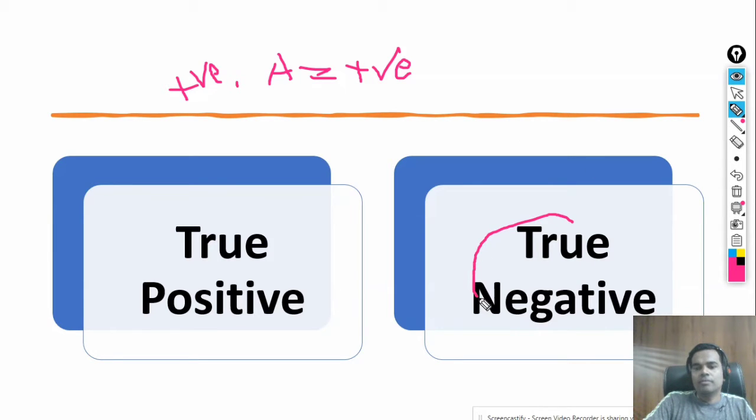Another one is true negative. True negative means that our model predicts a negative value, and actually it is negative. Just like I will say a man is not pregnant. So the model predicts that a man is not pregnant, and actually a man can never be pregnant. That is true negative. So you understand the difference between true positive and true negative.